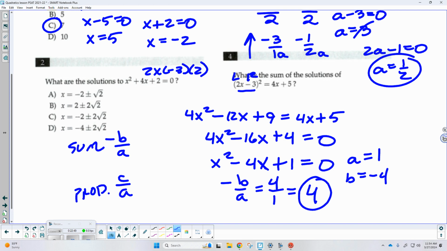Okay, how are we doing? Anybody want me to actually find the roots and then just show you if we add them, we're going to get that? No? Okay.